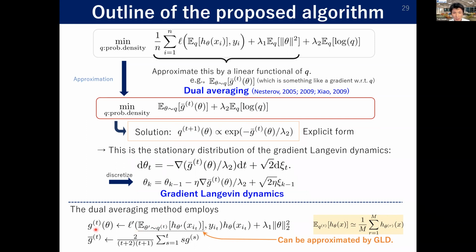But the problem is that to calculate the gradient, we need to calculate the output from the neural network. That is given by the expectation with respect to the distribution QT. So here appear the expectations. This is approximated by some MCMC method. You can apply any MCMC method that samples particles from this distribution. For example, you may use the gradient Langevin dynamics. As I have shown in the previous slide, this gradient Langevin dynamics has stationary distribution QT plus 1. So the stationary distribution of the gradient Langevin dynamics coincides with this solution. So you can use the gradient Langevin dynamics to sample particles from this distribution. Suppose that we have sampled M particles from the distribution. Then the expectation can be approximated by this finite average. Yeah, so this is the overview of our method.